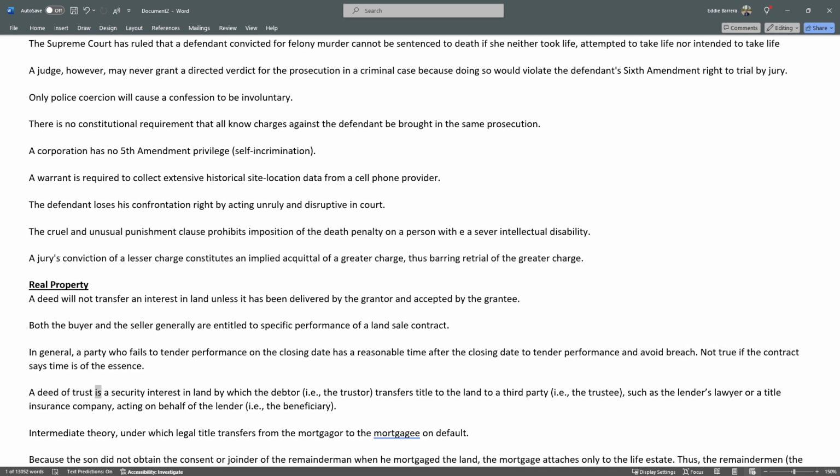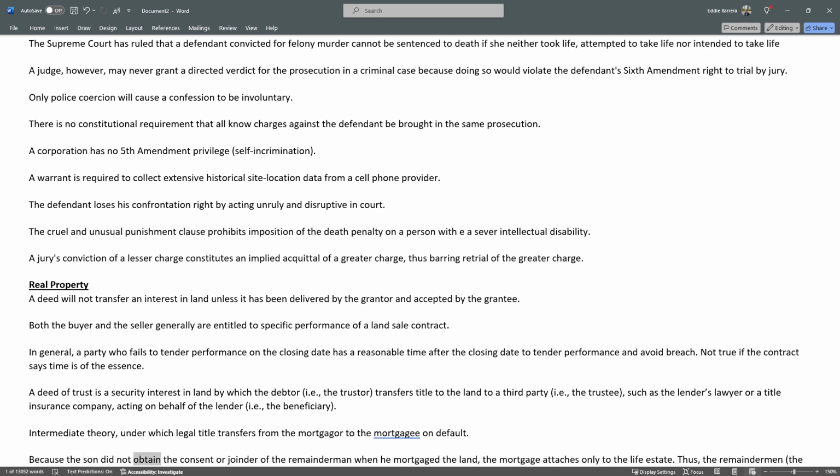A deed of trust is a security interest in land by which the debtor, i.e., the trustor, transfers title to the land to a third party, i.e., the trustee, such as the lender's lawyer or a title insurance company, acting on behalf of the lender, i.e., the beneficiary. Intermediate theory, under which legal title transfers from the mortgagor to the mortgagee on default.